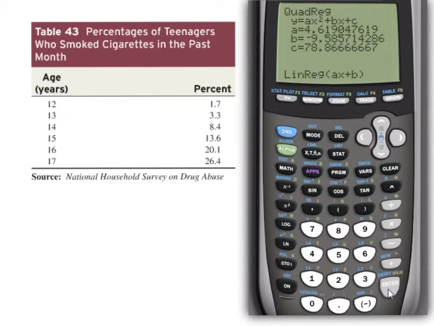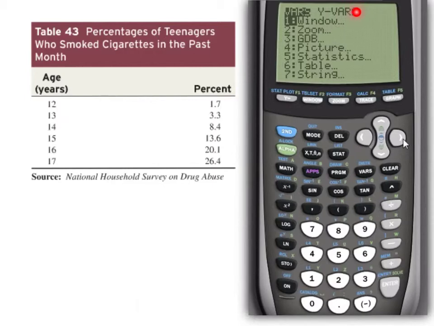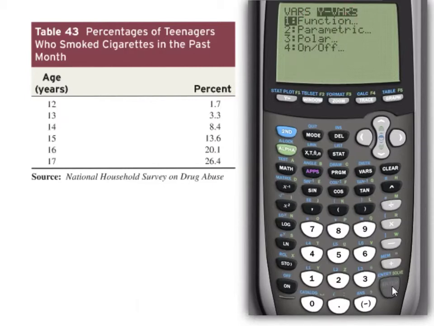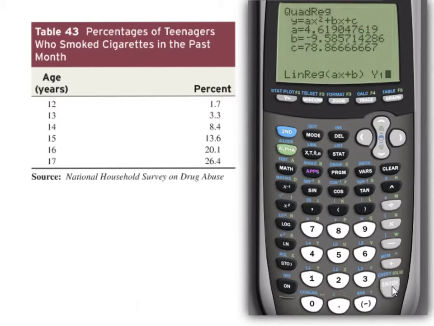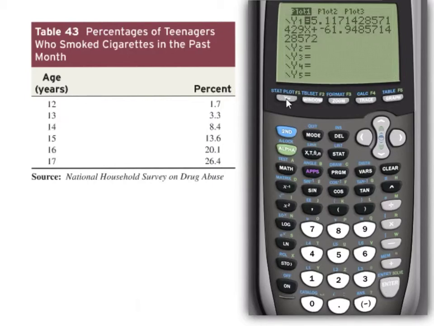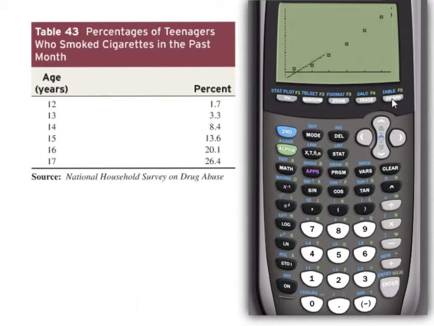So if I press this vars key right here, and then choose Y-vars, and then function, and then Y1, it'll not only calculate the linear regression equation, but it'll automatically store it into Y1. And so here's the answer, and if I press Y equals, you see that's put that into Y1 automatically. So if I just hit the graph key, it'll graph that right along with the scatter plot. And you can see that fits it pretty well.